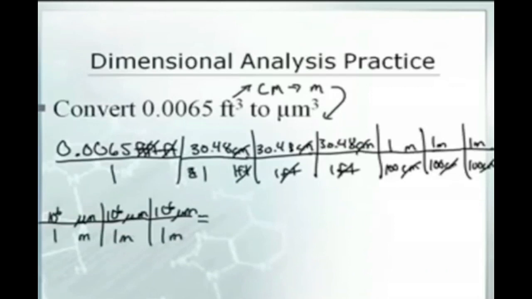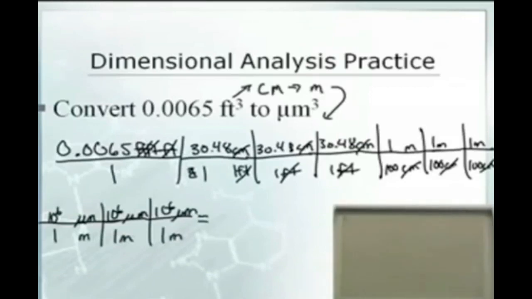Now, this one's going to be tricky on the calculator. But I got it. I got to figure it out. So 0.0065. Watch him as he types this in. 0.0065 times 30.48 times 30.48 times 30.48 divided by 100 divided by 100 divided by 100 times. Now, 10 to the 6th is actually 1 times 10 to the 6th, so you're going to type in 1E6, or double E, times 1E6 times 1E6 equals.